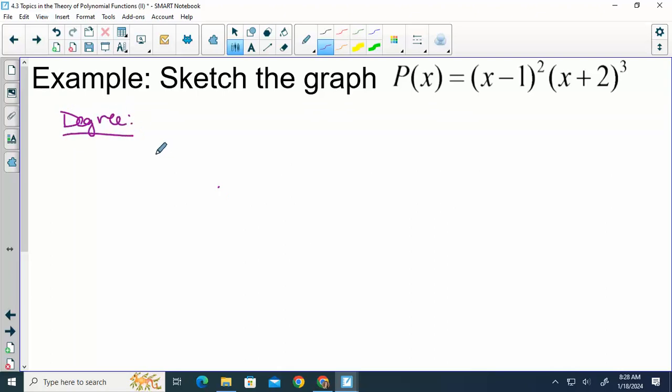What is our degree? Yeah, we have to think about if we multiply that, we have 2 x's in the first, 3 in the second, so 5 overall. End behavior: odd degree, so it looks like a cube. It's a positive coefficient, so it's our normal. Zeros. What makes x minus 1 equal 0? And x plus 2?